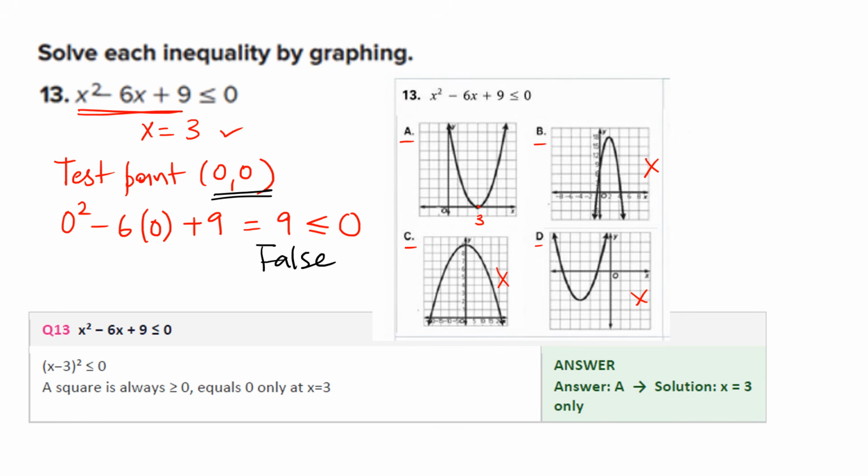So which area should I shade? This point is (0, 0), the test point. So that means (0, 0) is not a part of the solution. So we will shade the inside part of the graph. This is going to be your solution.